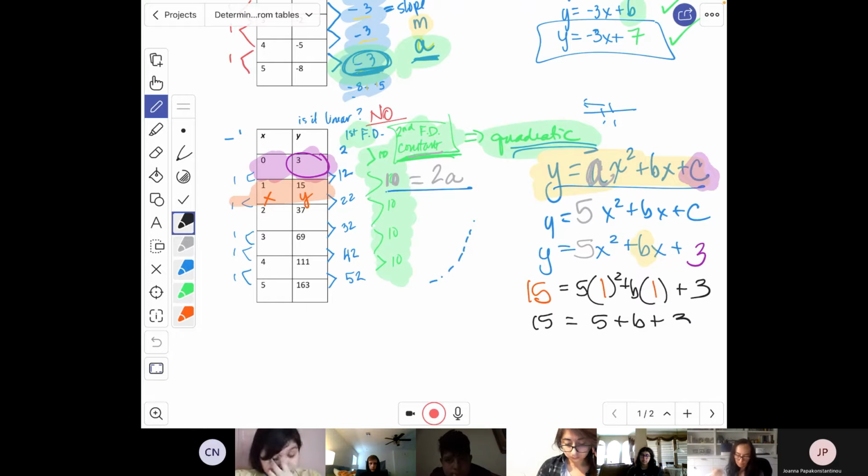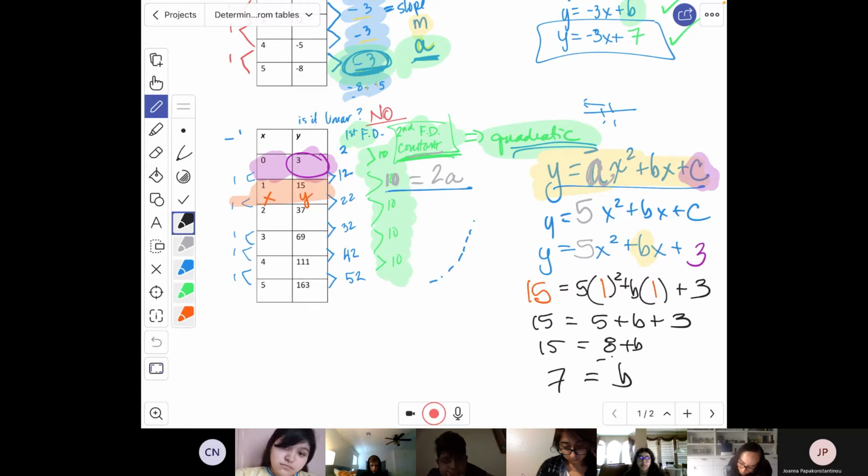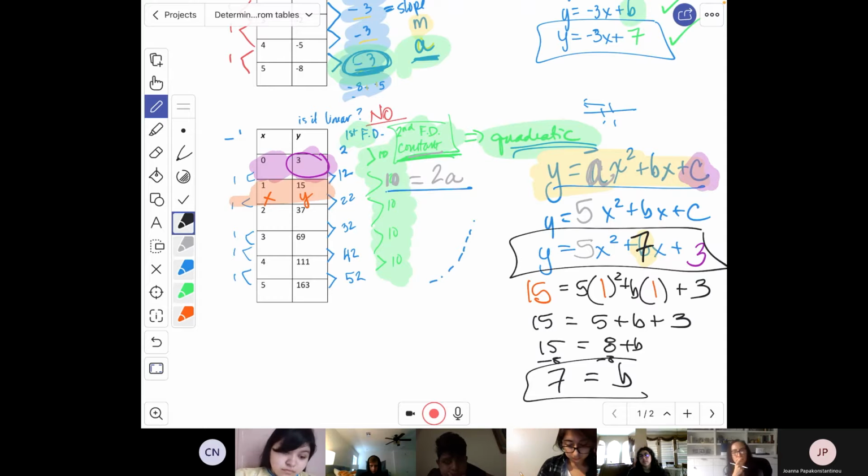Okay, so what would B be? If I solve for B in that, what would it be? What's B? 7. Yes, it is. So B is 7. So now I can come back in here and I have my equation. Look at that. That's fantastic. You've got to admit, from a table of values, you can write the equation. Now for a linear and a quadratic, there are different things that you will recognize in the table for different types of functions. Right now, we've talked about linear and quadratic. There are other patterns that you will see for other types of functions.